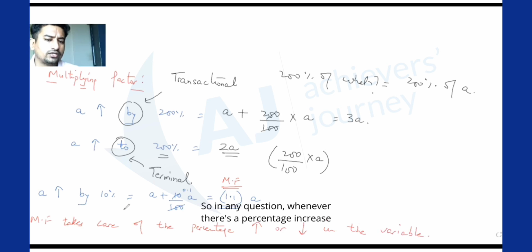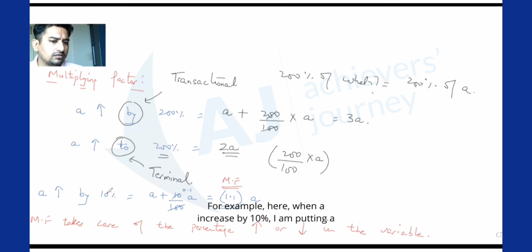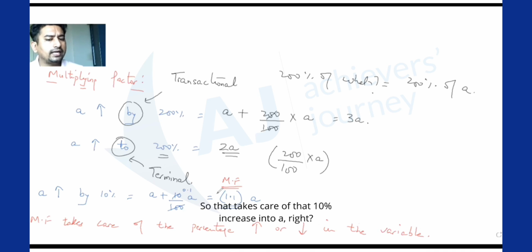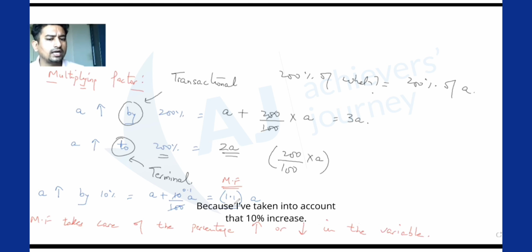So in any question, whenever there's a percentage increase or decrease in the variable, we can take that into account by putting a multiplying factor. For example, here when A increased by 10%, I'm putting a multiplying factor of 1.1 with it. So that takes care of that 10% increase in A, right? So calculation wise, my question is correct now because I've taken into account that 10% increase. So that is what the multiplying factor does, right? I'll clear the board, then we'll do some more detailed understanding of the multiplying factor.